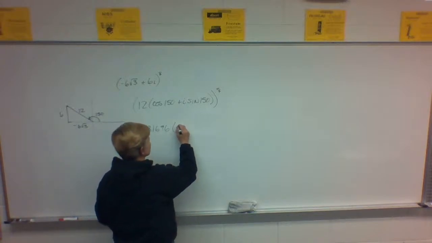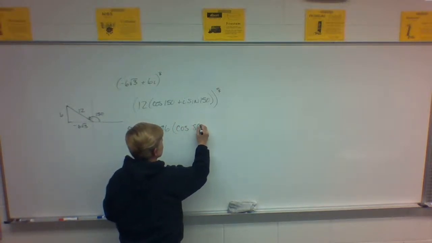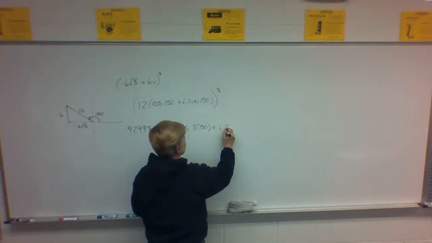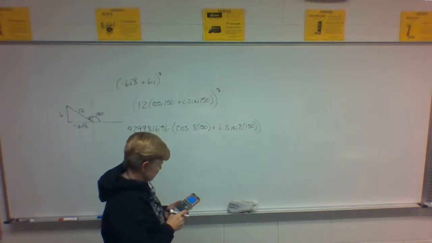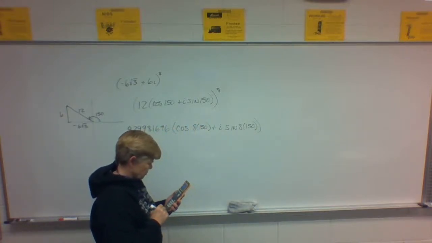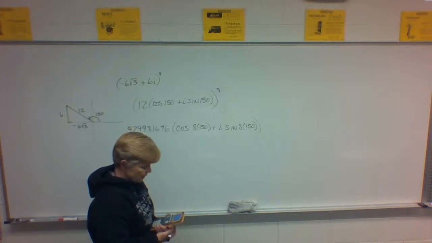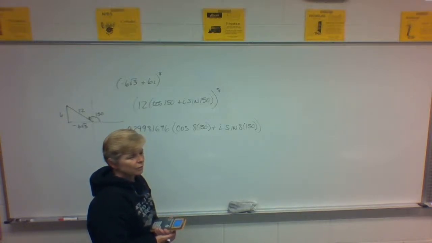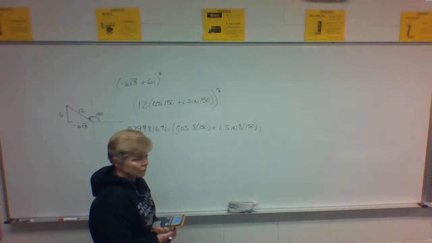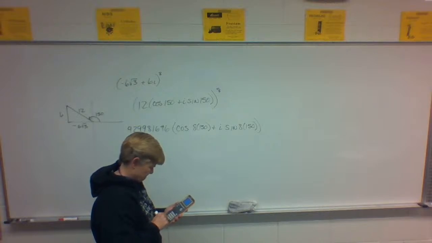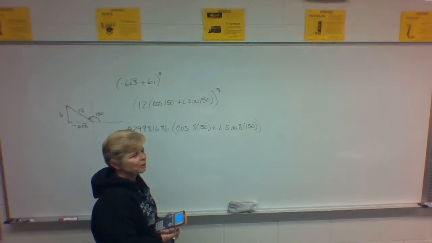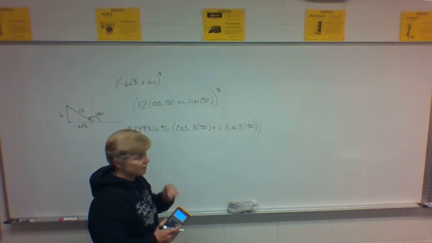What will this be? The cosine of what? 8 times 150 plus i sine of 8 times 150. What's 8 times 150? 1200. Do we need to make that a degree measure between 0 and 360 before we proceed? No. Calculator doesn't care if it's 1200 degrees or something smaller. If you did do that though, the answer would be 120. 1200 degrees is the same thing as 120 degrees. They have the same terminal side.